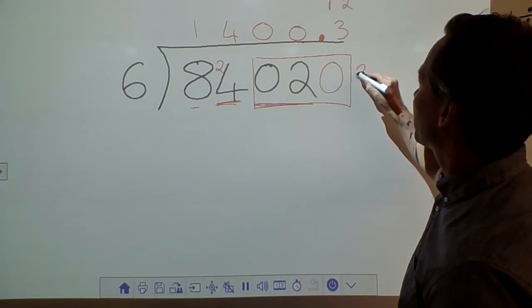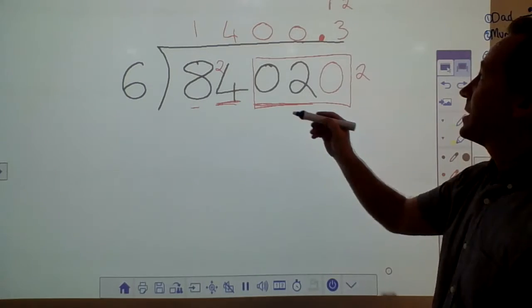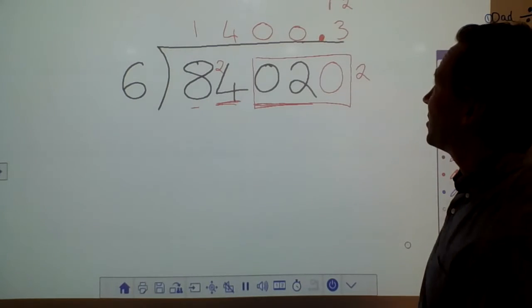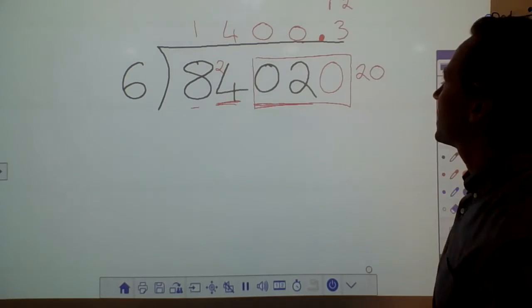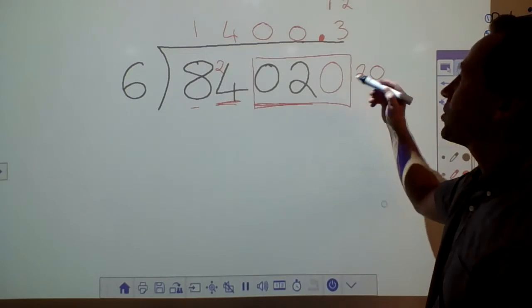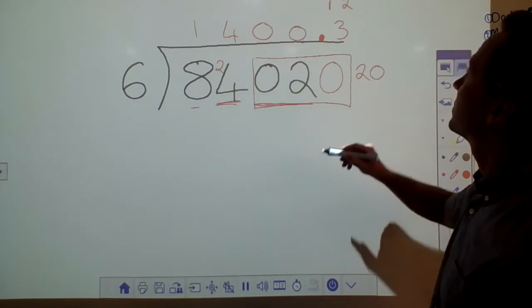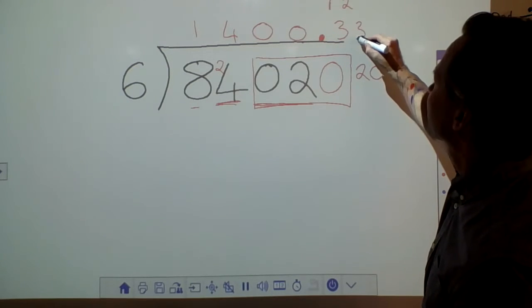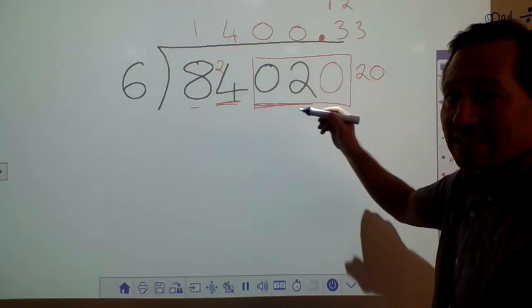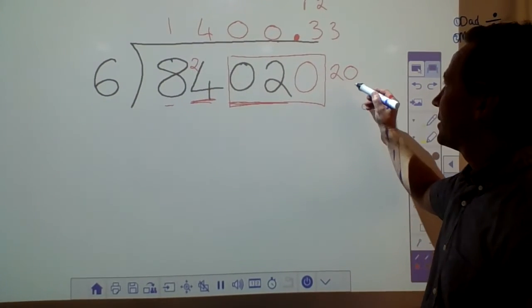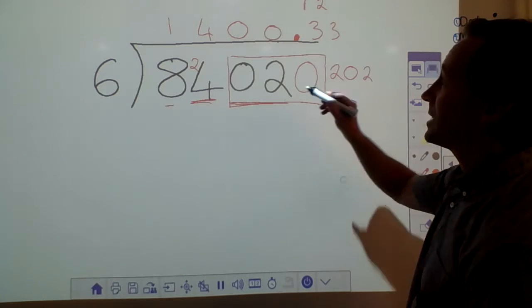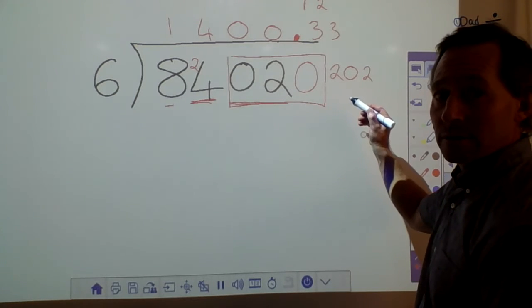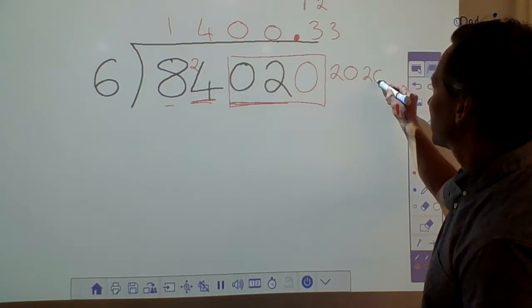So I put the 2 here. Can 6 fit into 2? No. So what do you think I'll do now? I need to put another 0. Can 6 fit into 20? 3 times. 3 times 6 is 18. This is starting to look familiar. Take away, that would be 2. There were 2 left over. Can 6 fit into 2? No. So I put a 0.